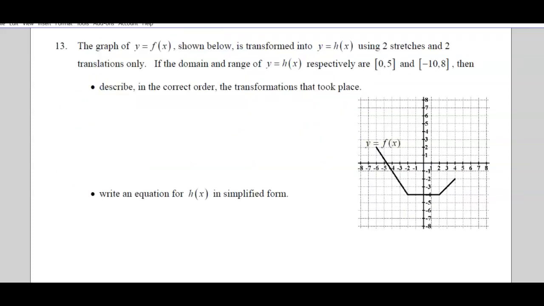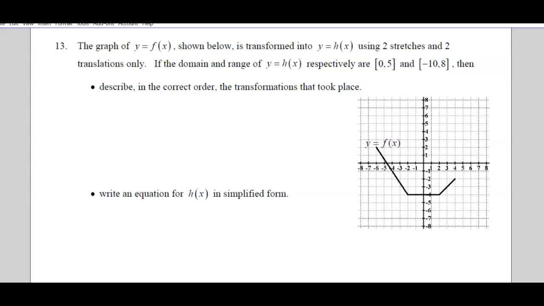So it says the graph of y equals f of x shown below is transformed into y equals h of x using 2 stretches and 2 translations only. So that means not 3, not 1, or 0, okay? And stretches and translations, so no reflections, okay?